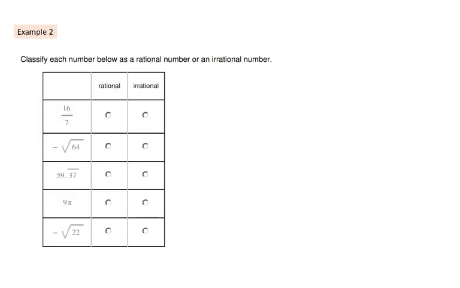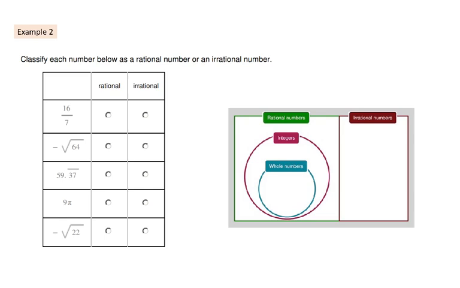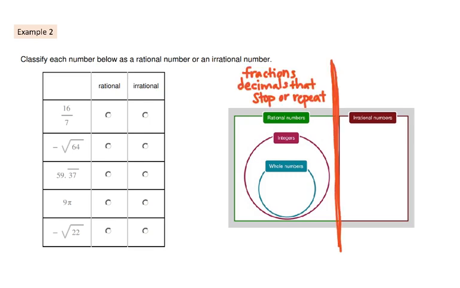Okay, another way we might ask the question is, hey, here's some numbers. Is each number rational or irrational? So let me pull up this picture again just to remind us of the difference between a rational and an irrational number. Remember, rational numbers can be written as fractions, they can look like decimals that stop or repeat, or they can just be nice round whole numbers or integers. Irrational numbers, on the other hand, are the ugly looking decimals. They don't stop and they don't repeat, and we often have things like pi or square roots that don't simplify.